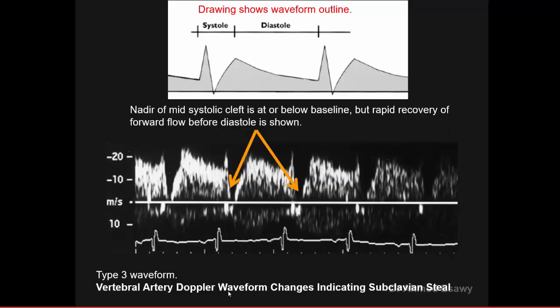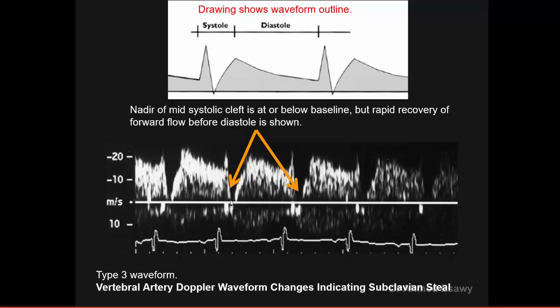Type 3 waveform in vertebral artery Doppler waveform. We found a mid-systolic cleft, a mid-systolic notch at or below baseline, but with rapid recovery of forward flow before diastole, as shown. So all flow is above baseline except the mid-systolic cleft.